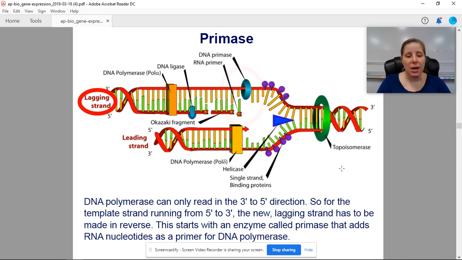Now on the lagging strand, that is not easy. DNA polymerase can only read from the 3' to 5' direction, so the lagging strand has to be made in reverse. This starts with the enzyme called primase that adds RNA nucleotides as a primer for the DNA polymerase. It puts these little primers on here and says, okay, we're ready to go from here on out. And so it makes the new strand in those directions.